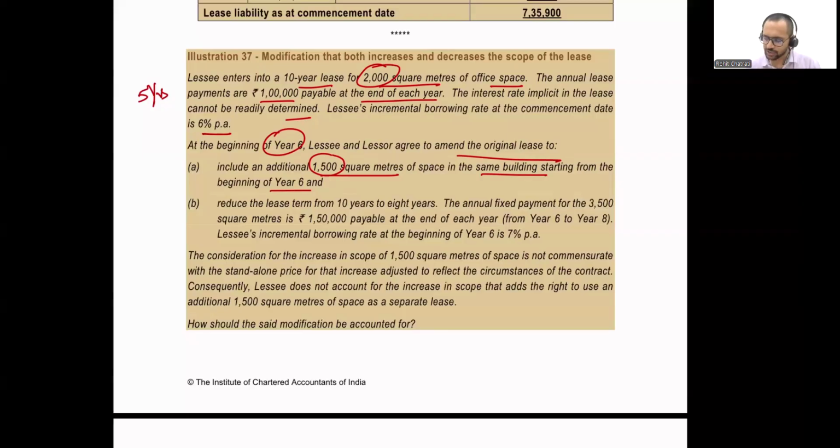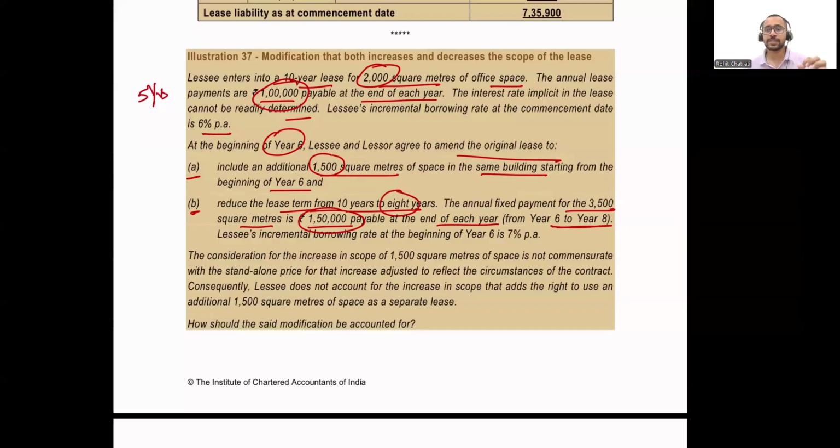(B), there is another change also. One was A and the other is B. We are looking to reduce the lease term from 10 years to 8 years. The annual fixed payment for 3,500 square meters is 1,50,000. For 2,000 square meters, it was 1 lakh. For 3,500 square meters, it is 1,50,000 payable at the end of each year from year 6 to year 8. Why do we have only from year 6 to year 8? Because the lease term has now reduced to 8 years.